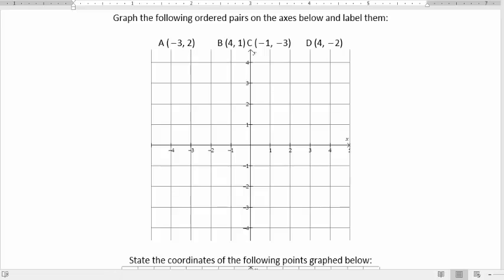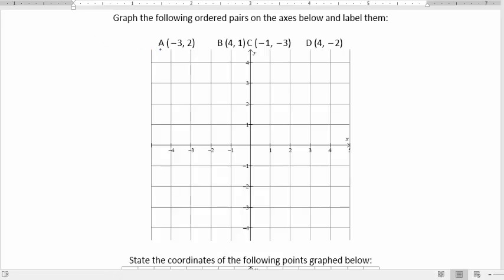Now that we have the concept down of what the coordinate plane is and how you name points in that coordinate plane, we can actually do some practice examples here. Basically, we're just going to be doing two things, right? We're going to be plotting points, and we're going to be naming points that are already plotted for us. So in this first little activity, we have to plot the points, right? Graph the points. We're going to graph these ordered pairs on the axes below and label them.